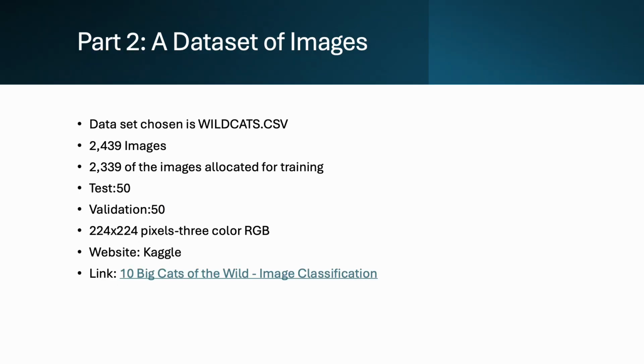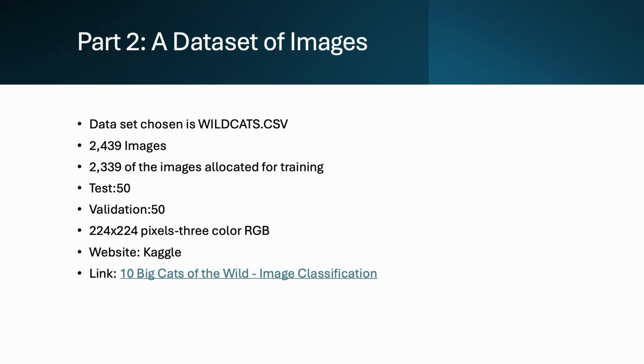For part 2, a dataset of images. The dataset I chose is called wildcats.csv. This dataset is for image classification tasks involving 10 distinctive big cat species. The total images in this dataset is 2,439, and out of those, 2,339 images are allocated for the training set. The remaining 100, the difference from 2,439 to 2,339, are split: 50 are used for testing and 50 are used for validation.